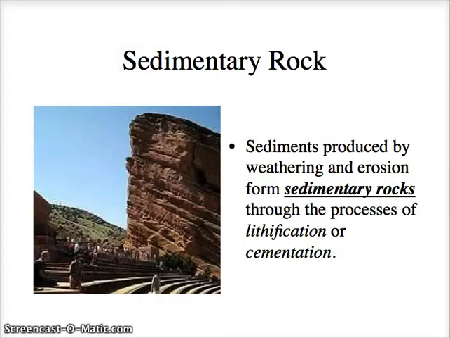So sediments are the base material for sedimentary rock. And they're produced by the wearing down through weathering and erosion of materials that are at the surface of the earth. And then after a while, those materials will be transported and eventually placed in a separate location where the processes of lithification and cementation will occur.